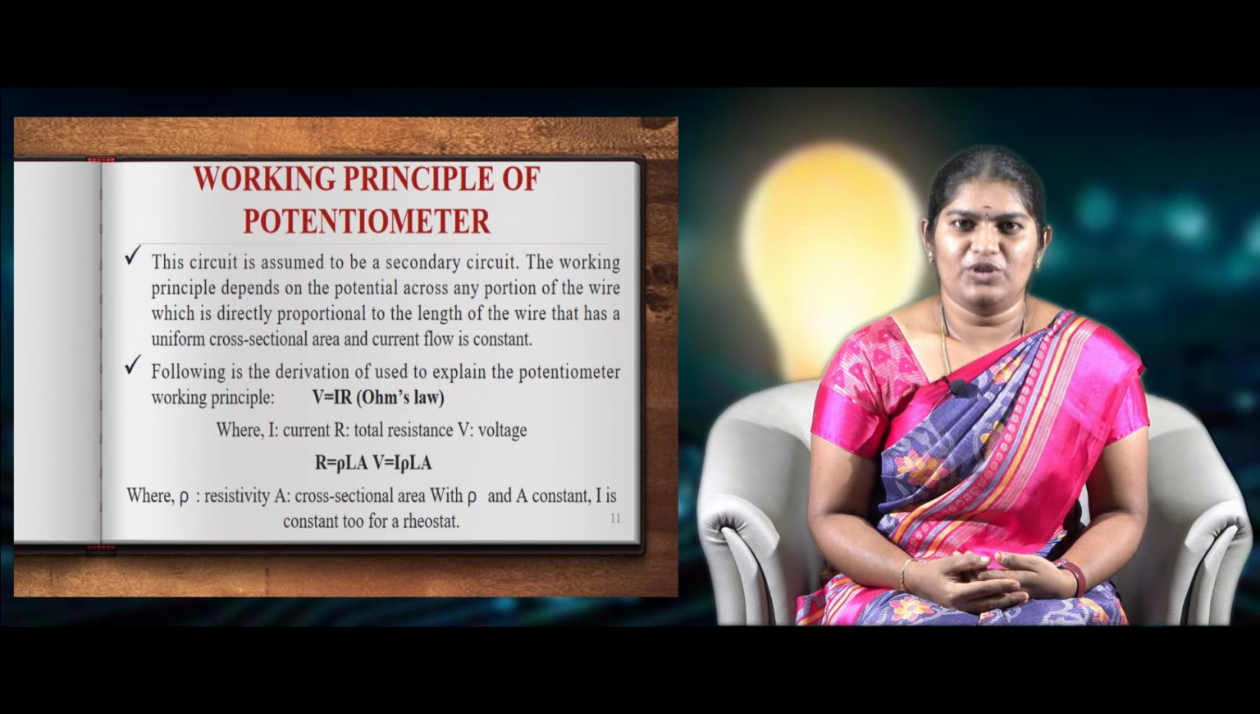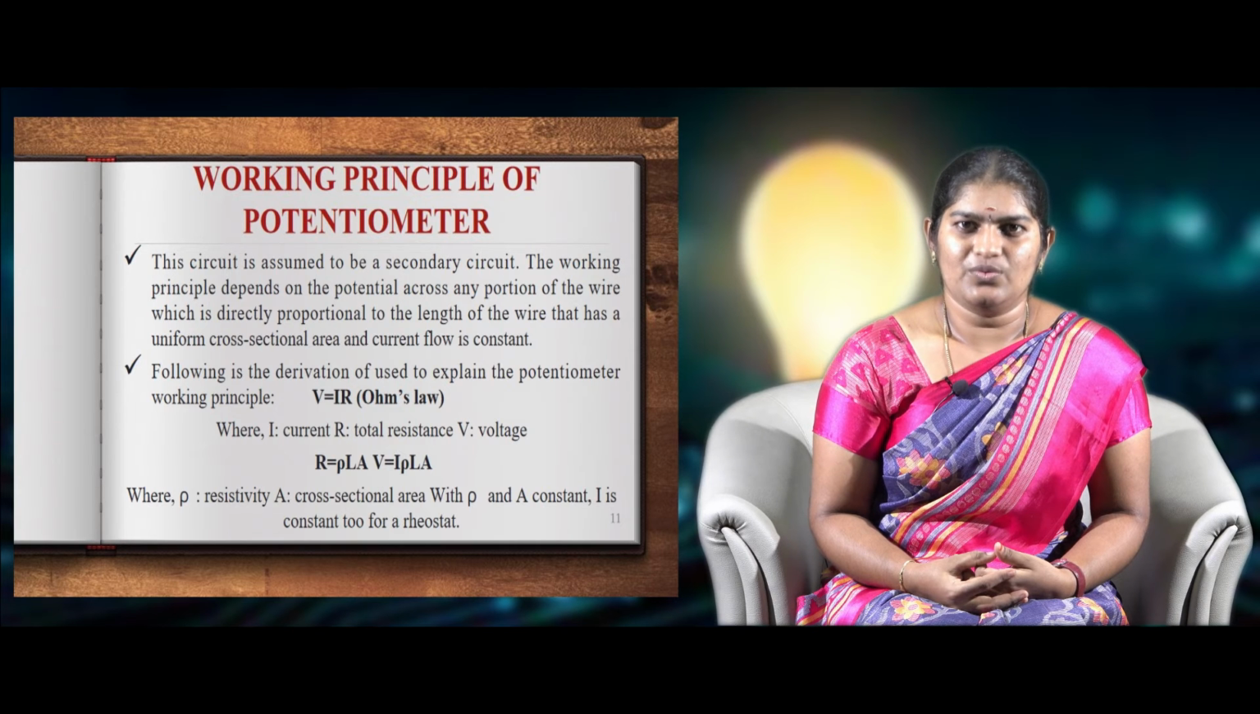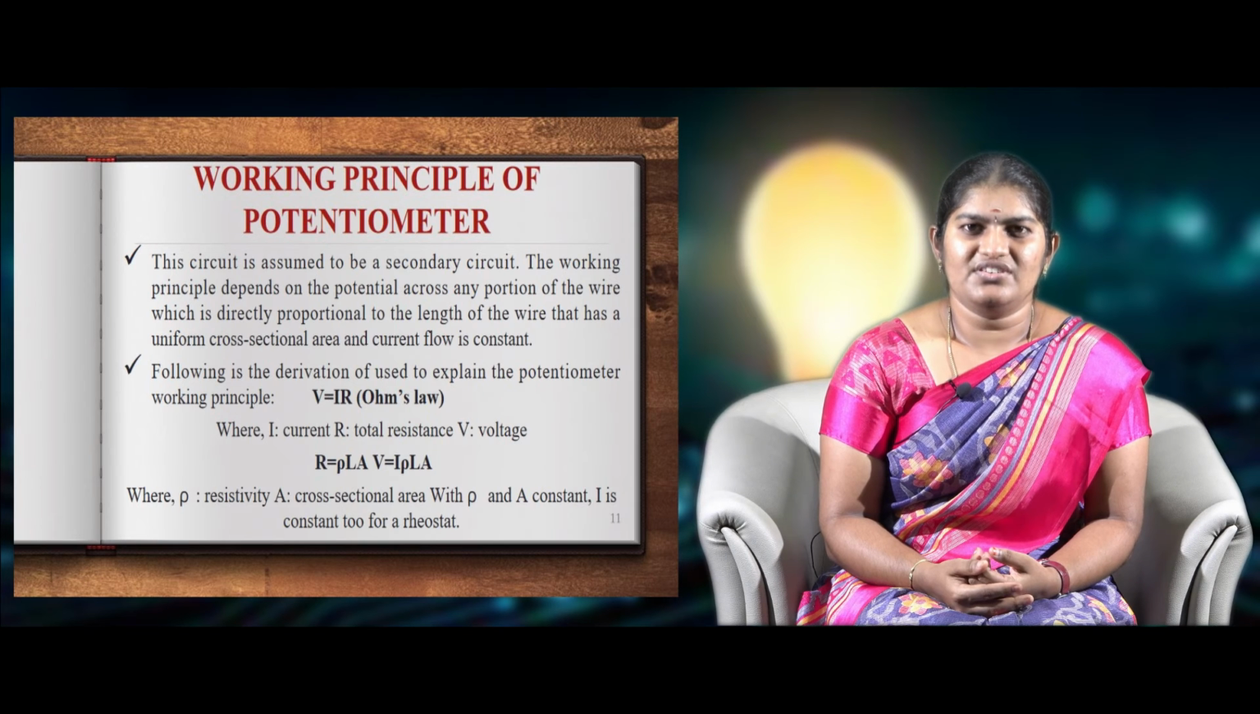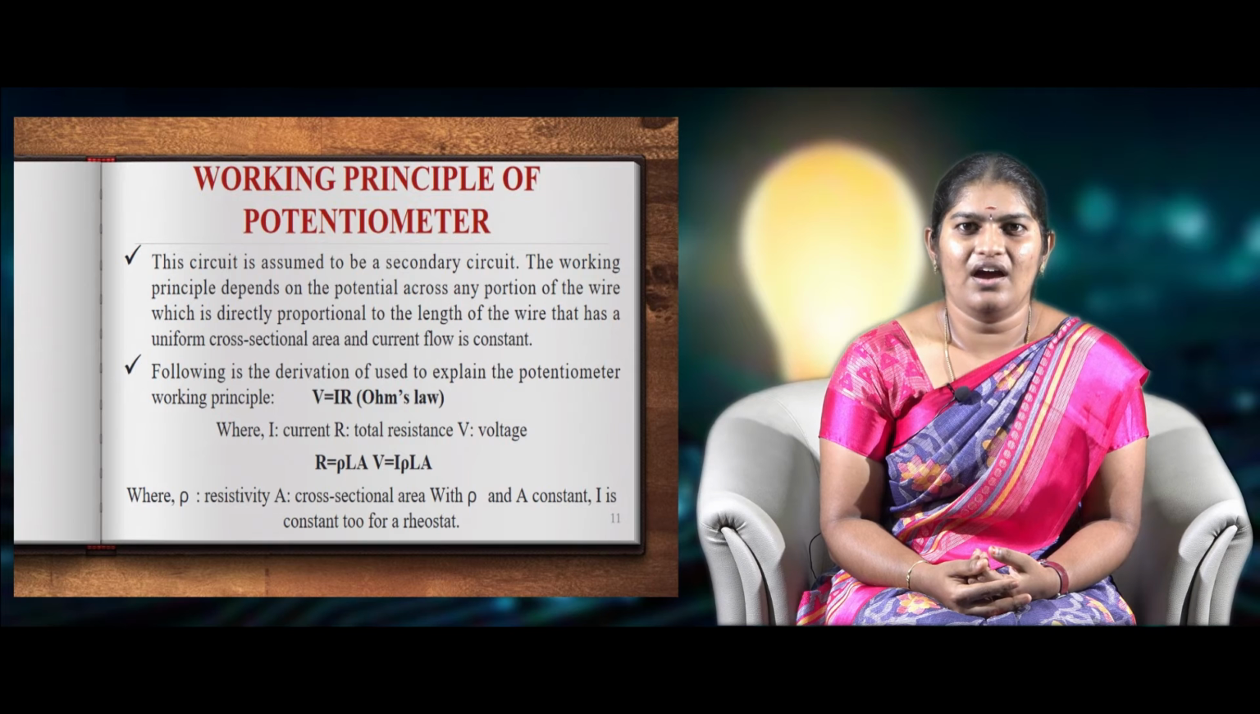The working principle of potentiometer depends upon the potential across a wire being directly proportional to the length of the wire that has a uniform area of cross section A and a constant current flow. The following derivation is used to explain the potentiometer working principle. As we know, Ohm's law, V is equal to IR, where V is voltage, I is current, R is total resistance. We know the formula for resistance, R is equal to rho L divided by A.